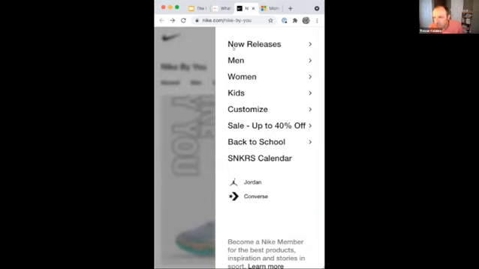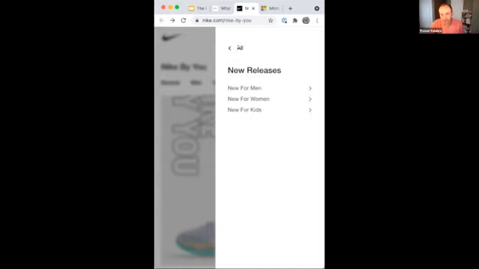Are you seeing what I'm seeing? There is no way in the mobile view to get to the new releases page. So I guess they don't care about those 1,500 things on the new releases page. Why did Nike choose to not expose this information? You literally cannot get to that page.